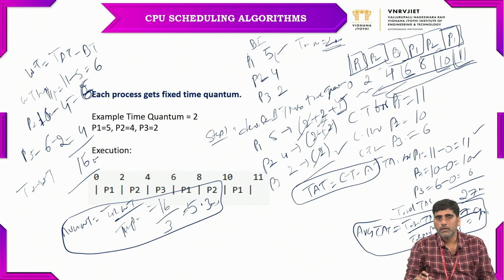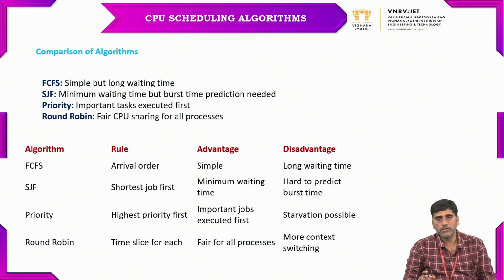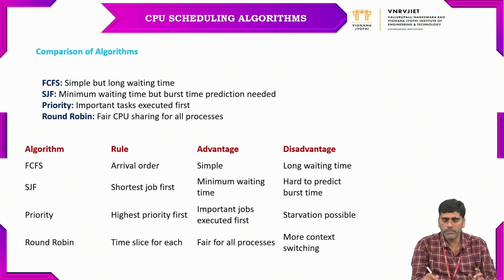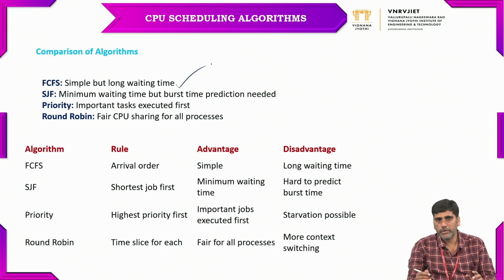The scheduling algorithms are of two types: preemptive scheduling and non-preemptive scheduling. The non-preemptive ones are FCFS, SJF and priority scheduling algorithms, and the preemptive one is the round robin scheduling algorithm. So, comparing all these algorithms: FCFS is simple but has long waiting time. Whichever process arrives first into the queue is allocated the CPU.